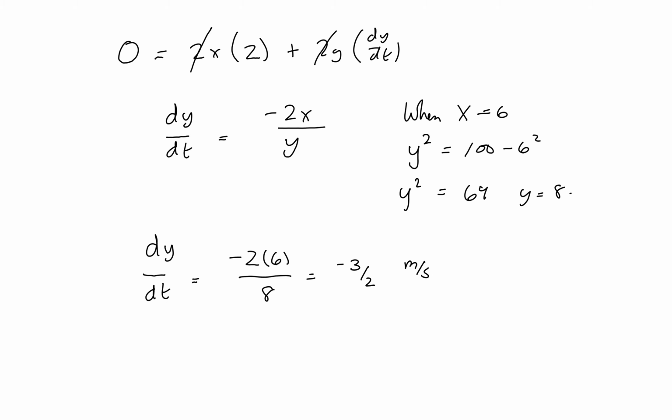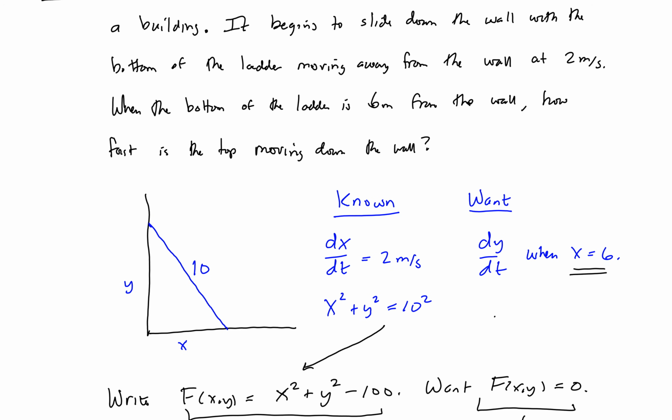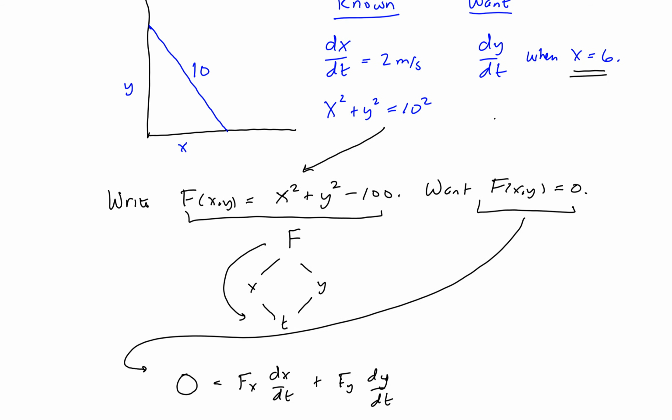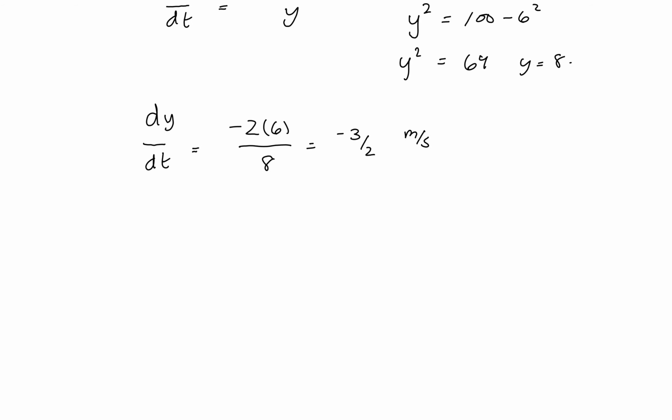And then just to be super careful, if we look back at the phrasing of the problem, it says how fast is the top moving down the wall. So this is saying what the change in y is. So the top is moving down the wall at 3 halves meters per second. So we do have to be a little careful with the negative signs and how things are worded.